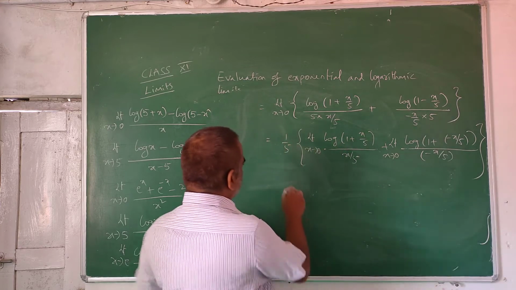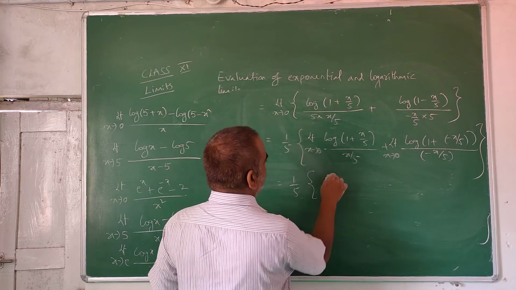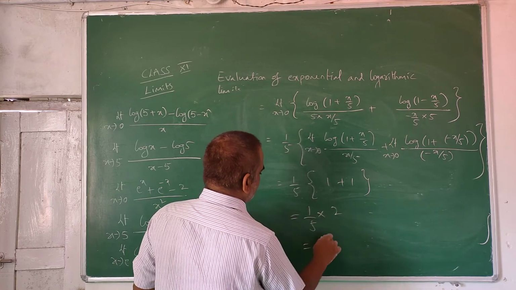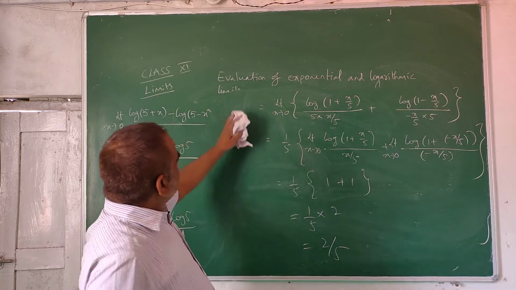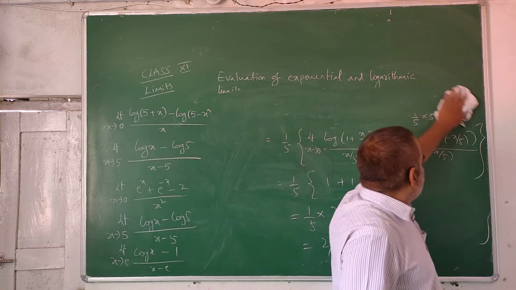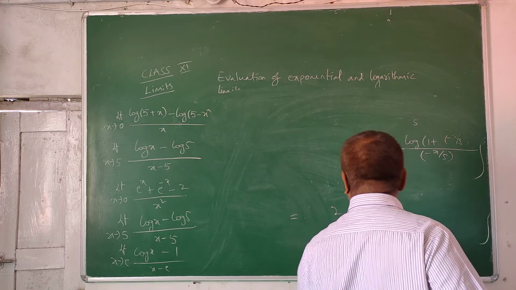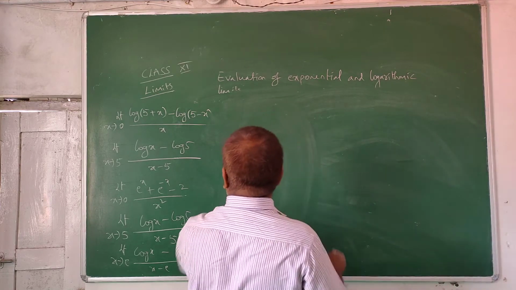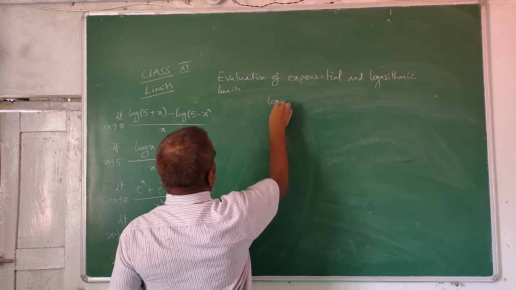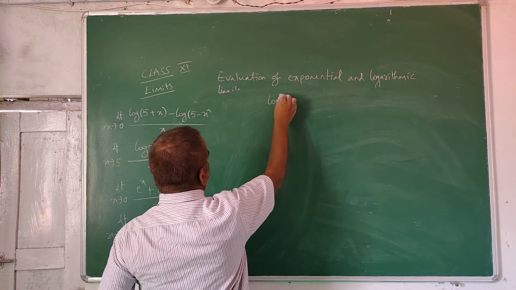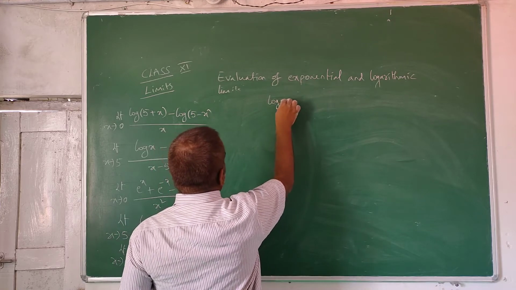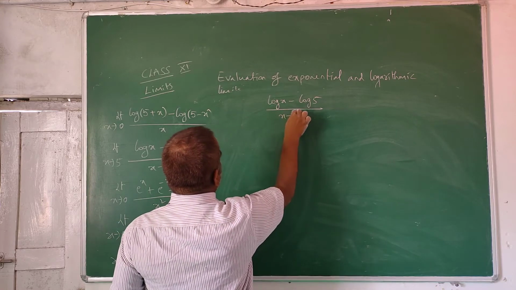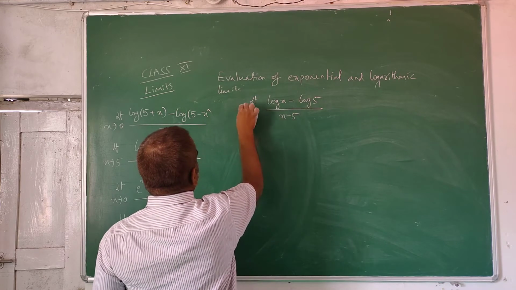So this is equal to 1 by 5 into 1 plus 1. So this is equal to 1 by 5 into 2, which is equal to 2 by 5. So the answer to this question is 2 by 5. Are you following? So I am going to the next question in the series of questions which we are solving. In that the next question is log x minus log 5 by x minus 5, limit x tends to 5.